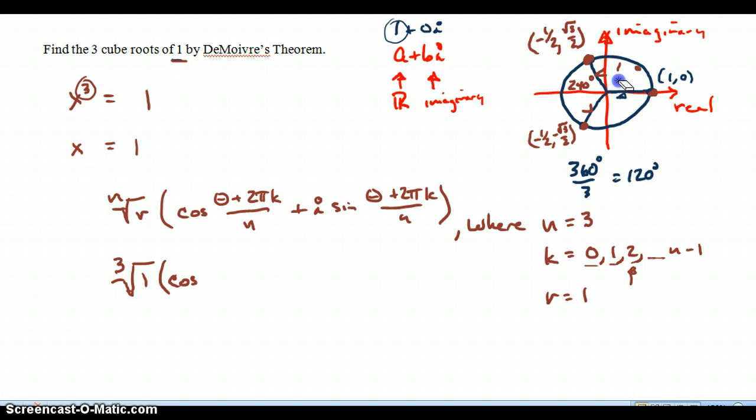Let's see. Erase some of this. I want to erase a little bit of this. I don't want to erase it all. So I'll erase that. We're trying to find the cube root of 1.